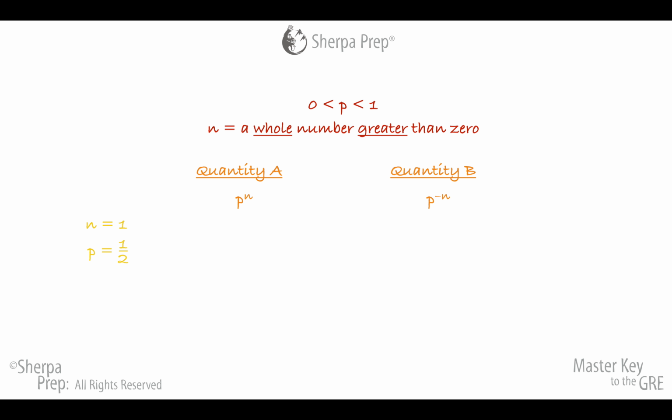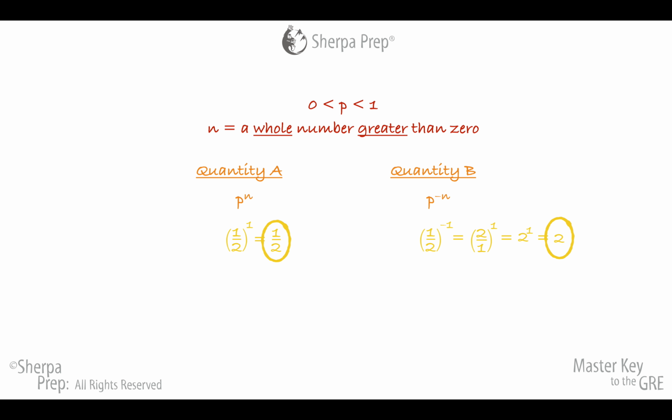In the case of quantity A, we'd get 1/2 to the first power. And remember, any value to the first power equals itself, so quantity A would equal 1/2. And in the case of quantity B, we get 1/2 to the -1 power. Now remember, a negative exponent means flip your base and make the exponent positive. So if we flip our base, 1/2 would become 2/1. And when the exponent becomes positive, we get 2/1 to the first power, which is 2 to the first power. And of course, 2 to the first power is 2. In other words, when p is 1/2 and n is +1, quantity B is bigger than quantity A.